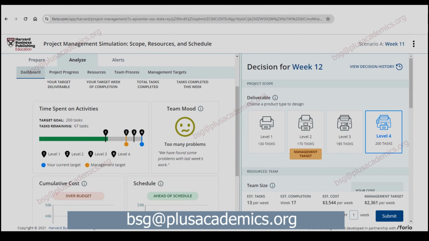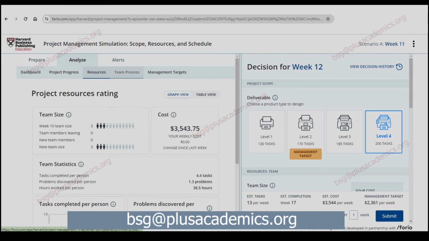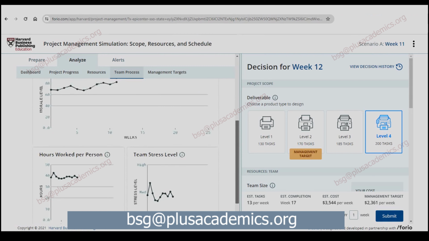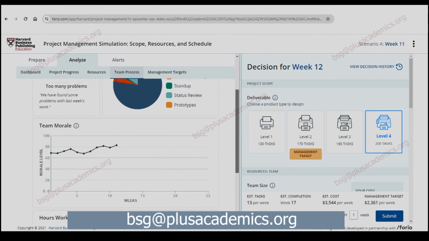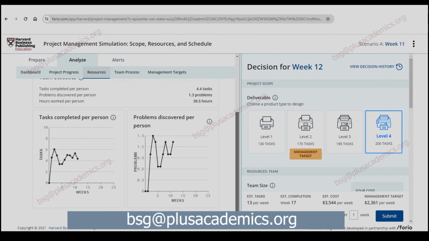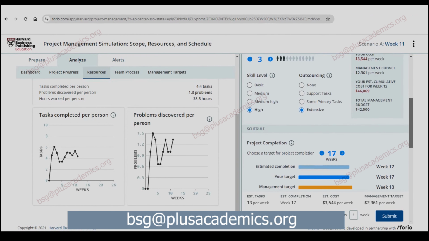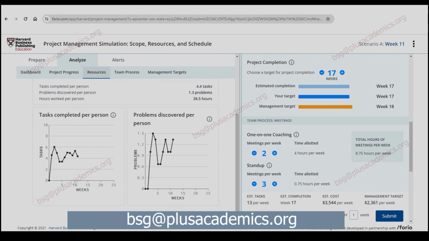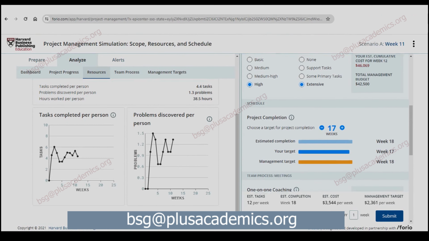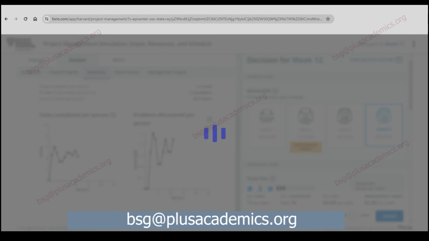We have found some problem with the last week work. Okay, so let's go to resources. You can see stress level are going down, and then resources, they're saying problem discovered last week. All right, this time, let us increase meetings. That is one-on-one coaching. Let's see if it's going to assist us to correct these problems. All right, let's submit.